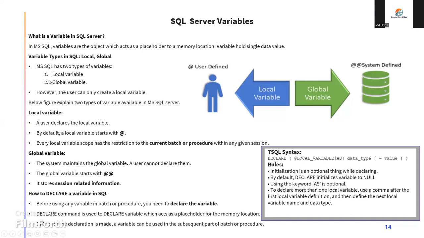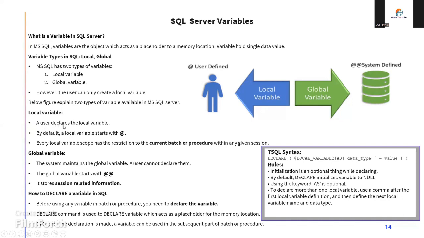You can have a local variable and you can have a global variable. Two types of variables you can use. However, the user can only create a local variable, and the global variable is created by the system. One is local, one is global, but you cannot create the global variable. You can create only local variables. The global variables are created by the system when you install the DBMS. So you can have user defined and system defined. User defined is a local variable and system defined is a global variable.